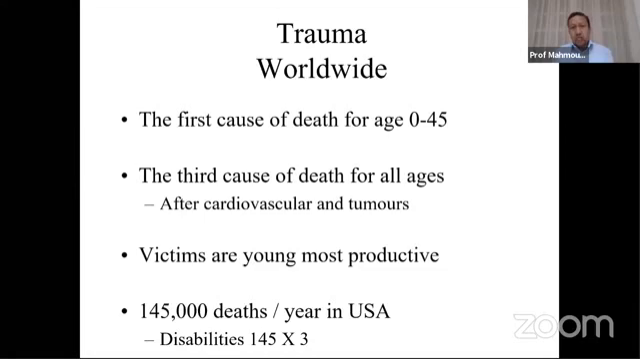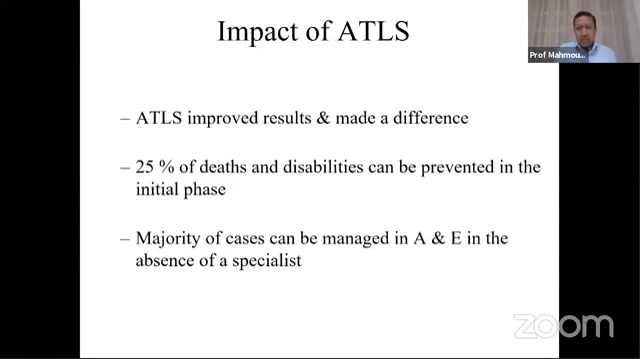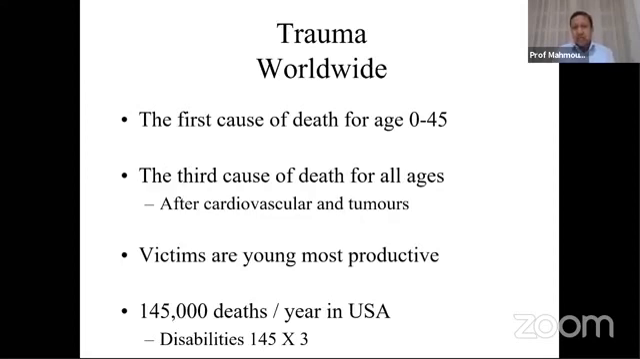Trauma worldwide is the first cause of death for age 0 to 45, and it is the third cause of death for all ages after cardiovascular disease and tumors. In Egypt, the story is different, unfortunately, because in Egypt, the first cause of death for all ages is trauma. So we have a high incidence of trauma patients here from road accidents. Victims, unfortunately, are the young, most productive. They're responsible for their families and their economy, and either their death or disability is a major loss. And it is very disturbing to know that the death from road traffic accidents and polytrauma is much more than what happens in wars, and also disabilities are about 3 times the deaths.